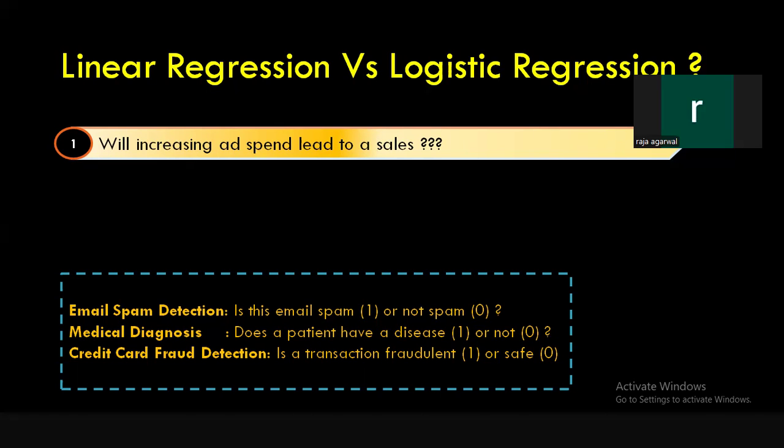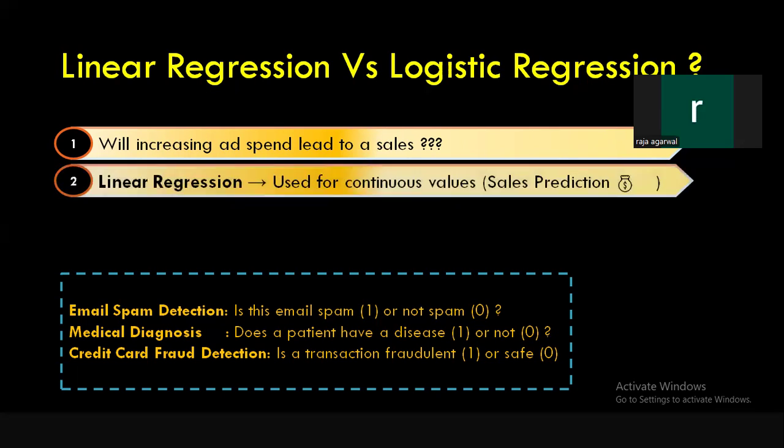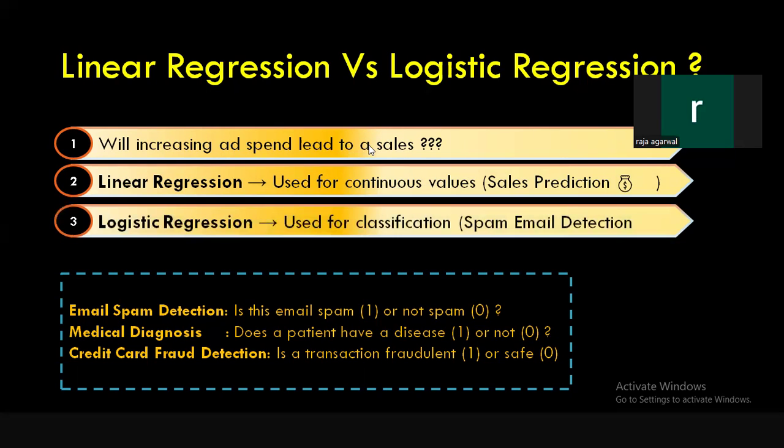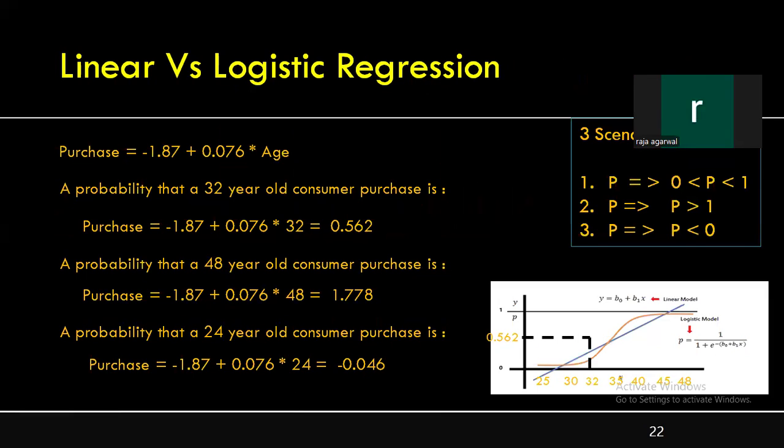So there are situations where we don't want a number. We need a category like a zero or one, yes or no, true or false. So this is where logistic regression comes into the picture. The key difference is that linear regression we use for continuous value prediction, and logistic regression we use for classification, like spam or non-spam. You can use that one.